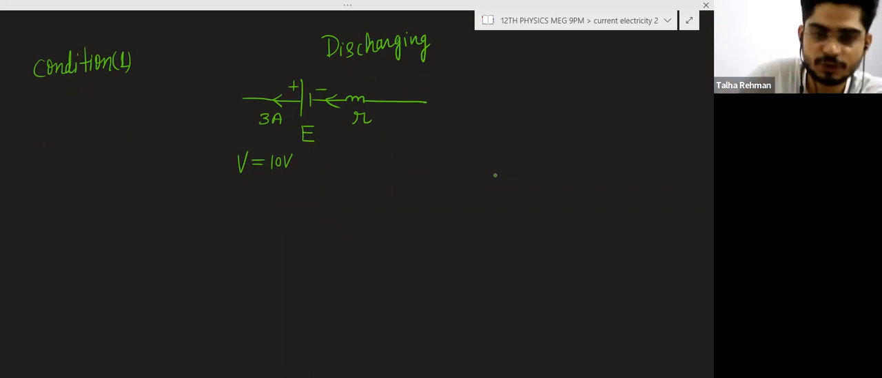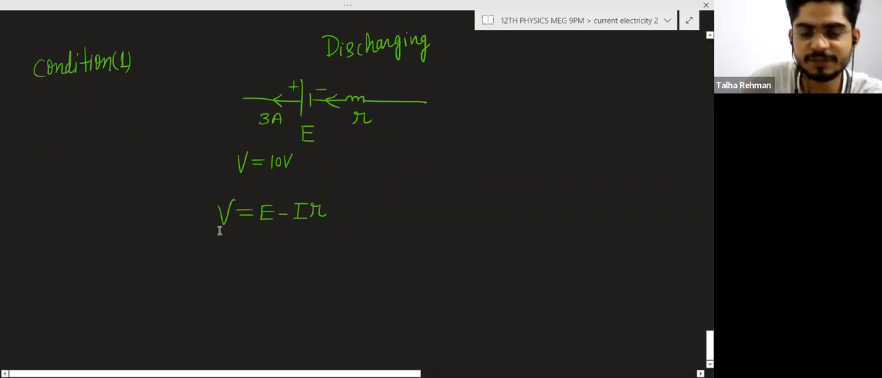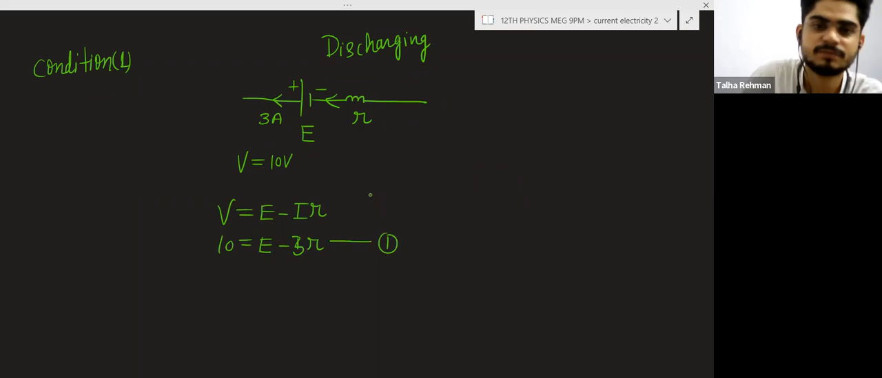Okay, you can check in your notes. I have already written V is equal to E minus Ir. This is the discharging condition. The relation between the potential difference, the EMF, current, and internal resistance. V is given as 10. E we have to find, means we don't know. I is 3 ampere is given, and r. So this is equation 1.